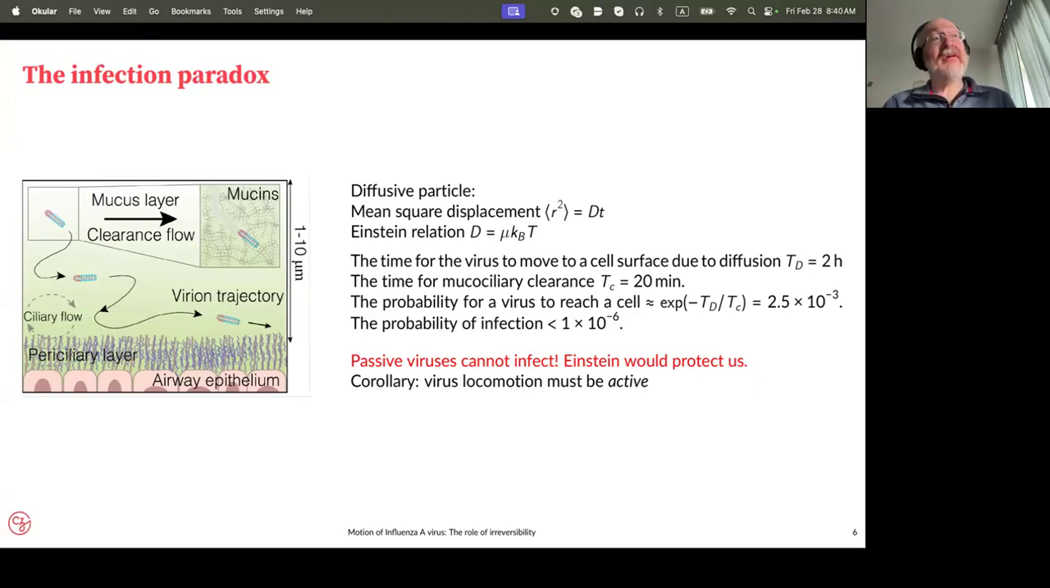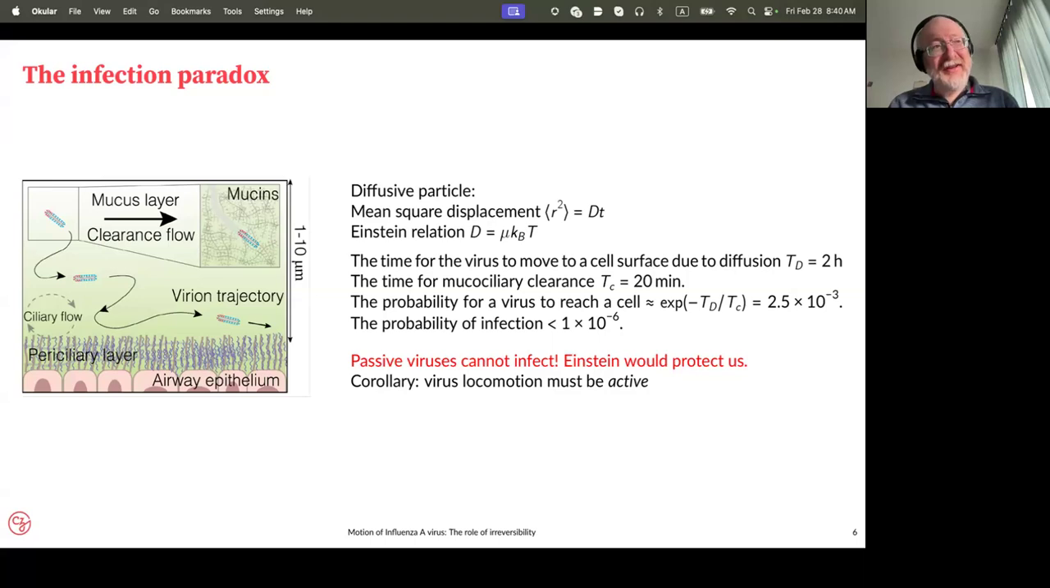And as I said, for diffusive particles you don't have much freedom. You have this and nothing else. So the corollary is that if a virus wants to have any chance to infect, it must be active. Virus locomotion must produce and dissipate free energy. And this is a huge paradox, because what does active mean? You must have some energy stored, an energy tank, and motors, and a virus is small. It doesn't have any space for all this.